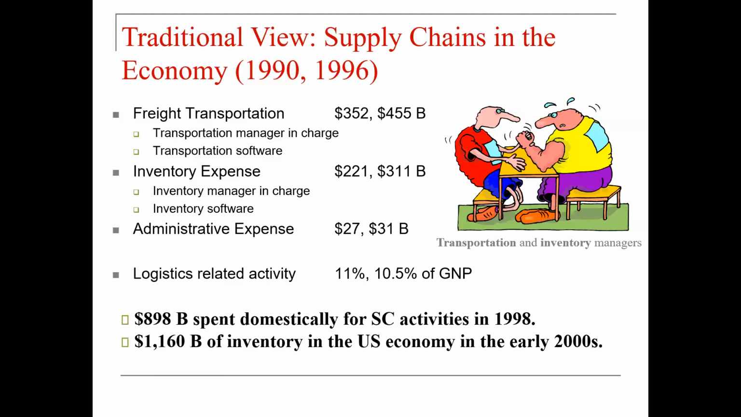898 billion was spent domestically for supply chain activities back in 1998. That has increased by about $200 million. The cost of inventory in the United States economy in the early 2000s. So you see, there's a lot of money that has been spent in these activities, and that's why it's important for us to understand how they work so we can improve these activities.